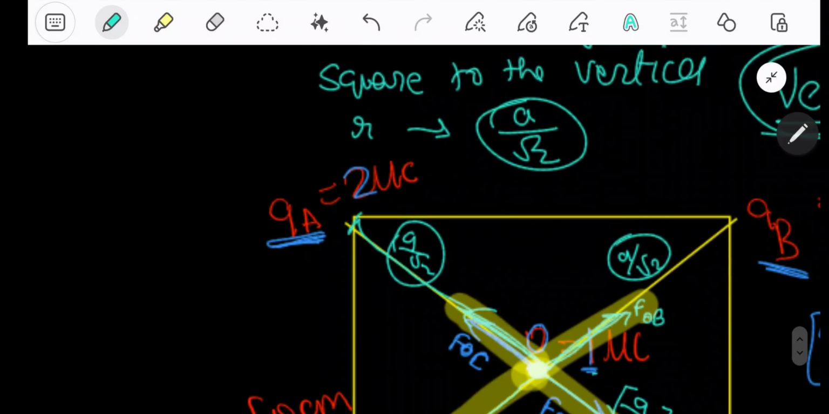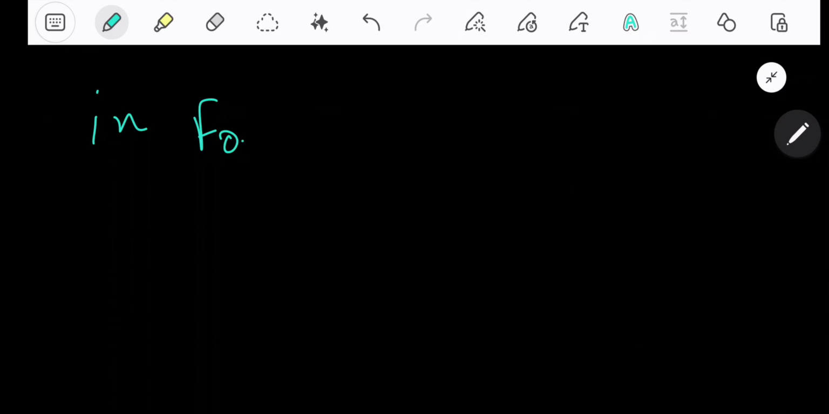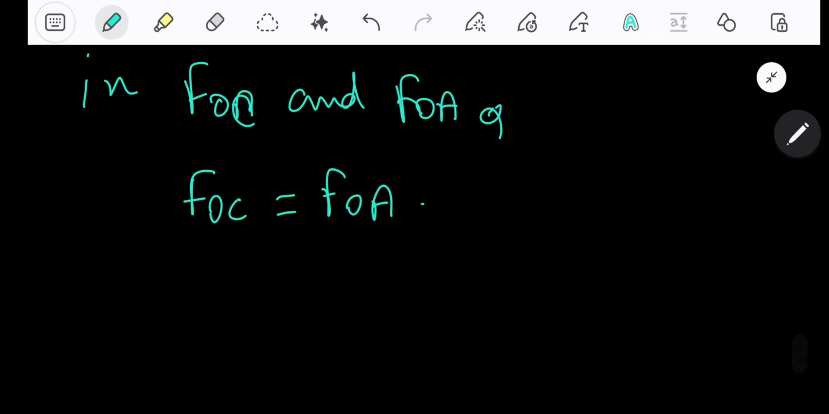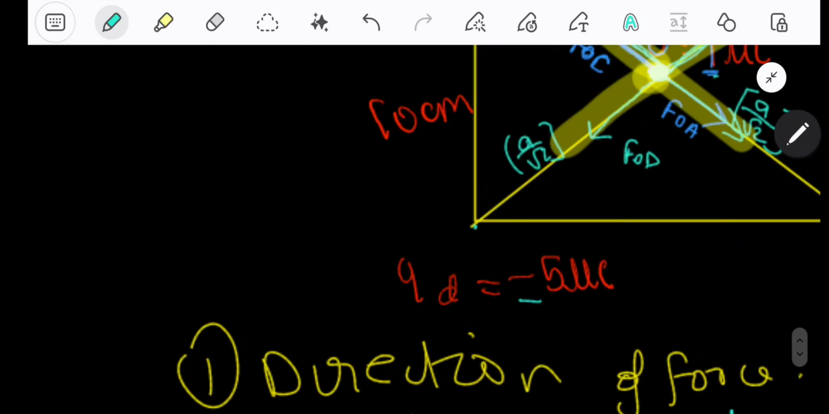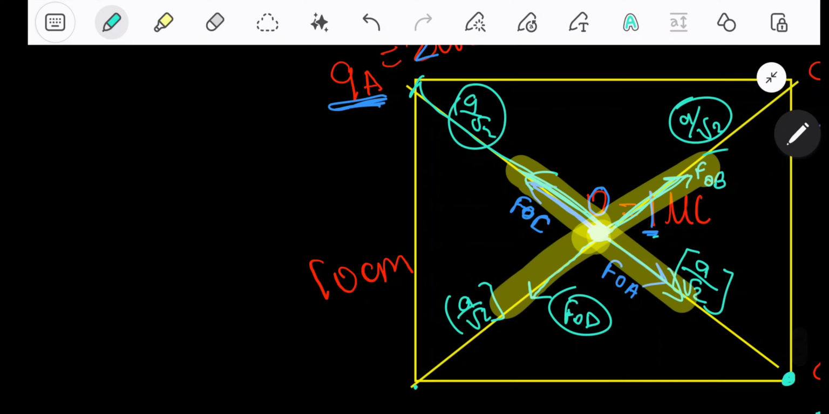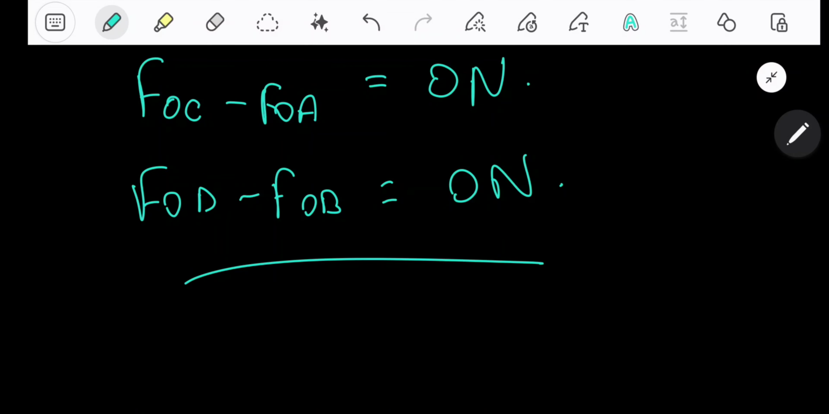So right now you can see that they are in the opposite direction, so we're going to take FOC and FOA. FOC and FOA, it is equal and opposite. That means FOC is equal to FOA, and we're going to subtract it, FOC minus FOA, which will get 0 Newton. Then same you can see that FOD and FOB are equal and opposite, so we can subtract them as well. So FOD minus FOB, you get 0 Newton. All right.